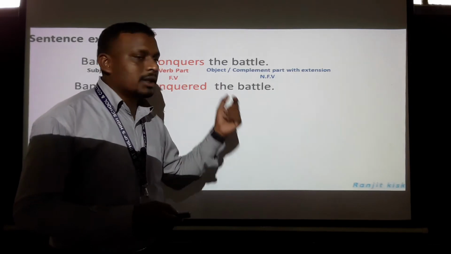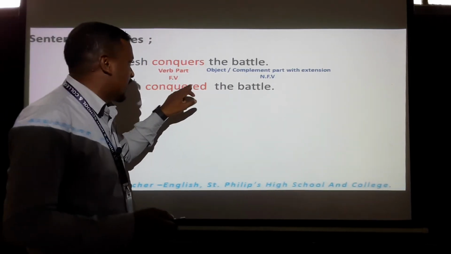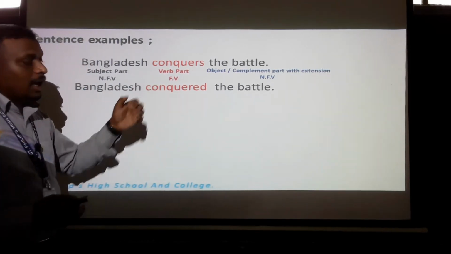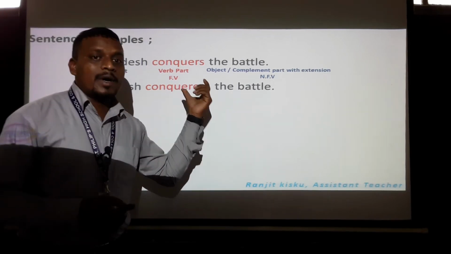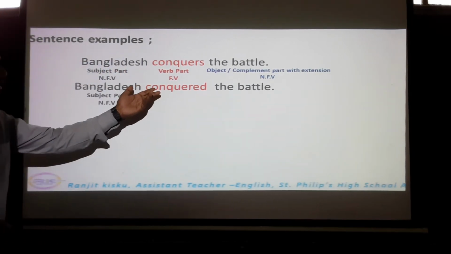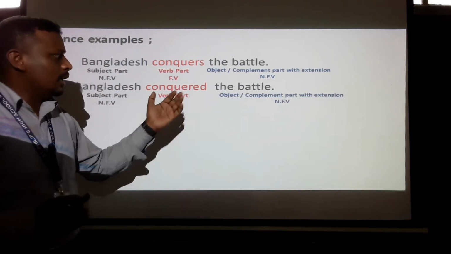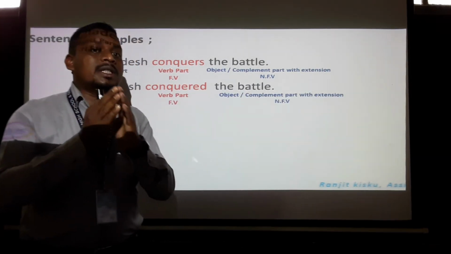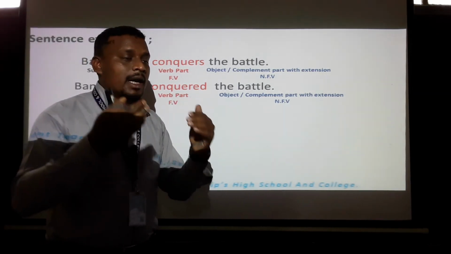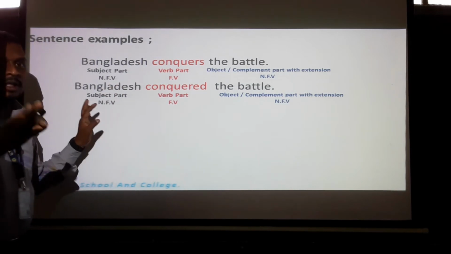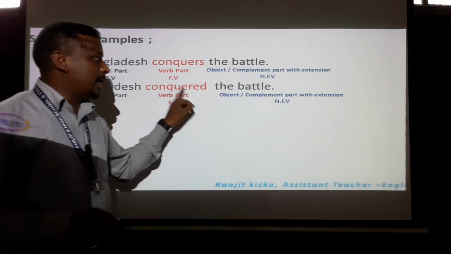Bangladesh conquered the battle. See, the verb part conquered is highlighted, as you can see, right? So this verb has been changed as per tense because we have used the past time. Got it? So this is in the past tense. And see the verb part. As you know, a verb which is finite can be changed as per tense, voice and number and person of the subject. Got it? So we have got the changes as per tense.